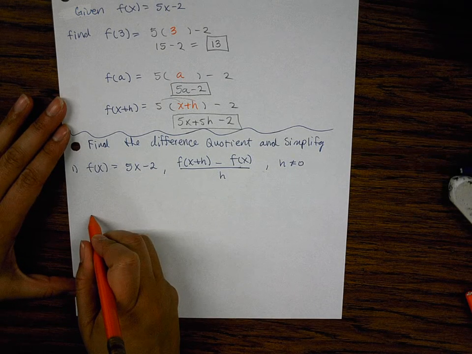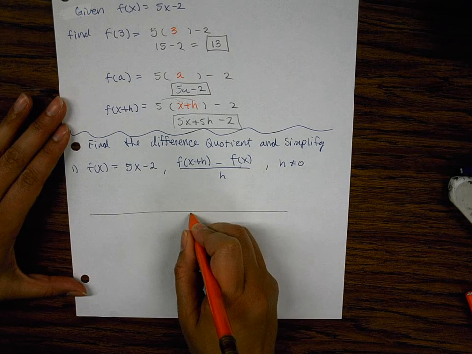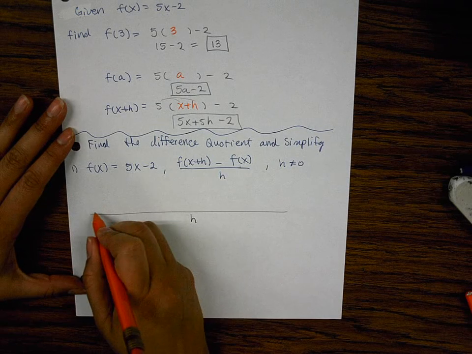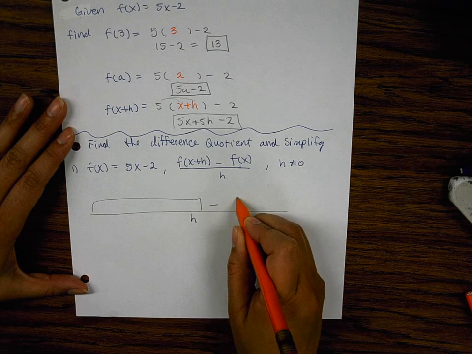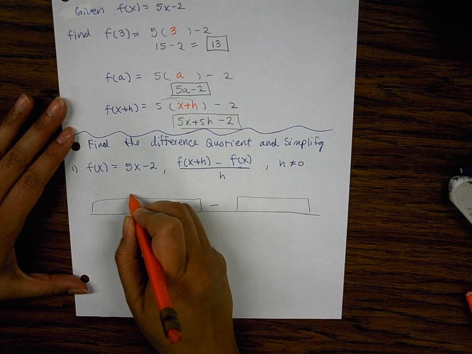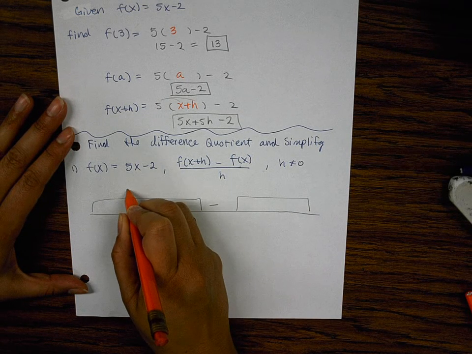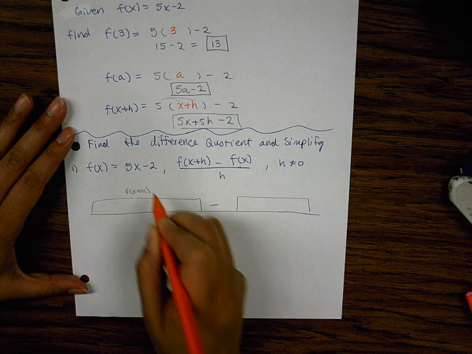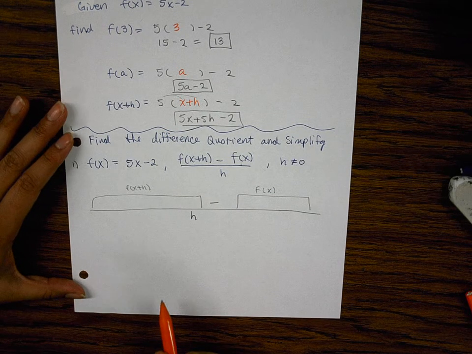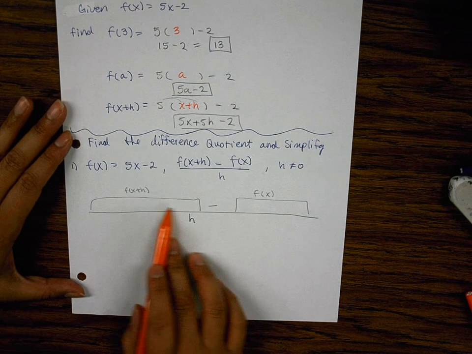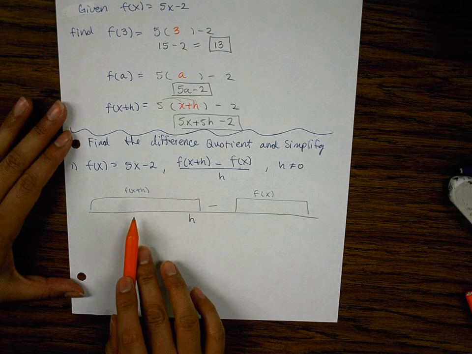All right, so here is what we are going to do. I'm going to make my big fraction. My h is in the denominator, and my f of x plus h, I'm just going to kind of chunk it up to keep things organized. So this right here is going to be, I'm going to put really light, f of x plus h section, and this here is going to be my f of x function.